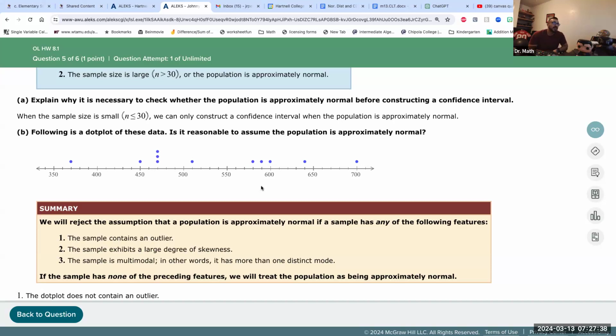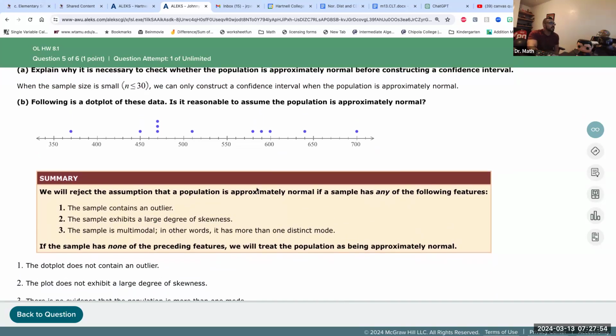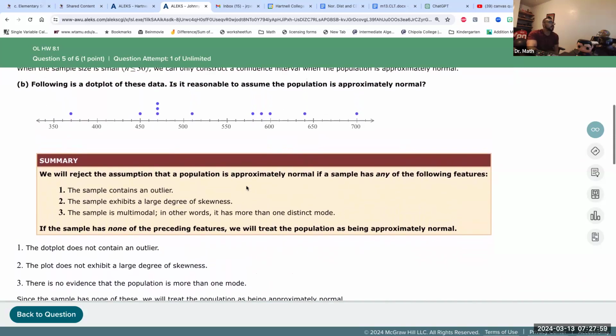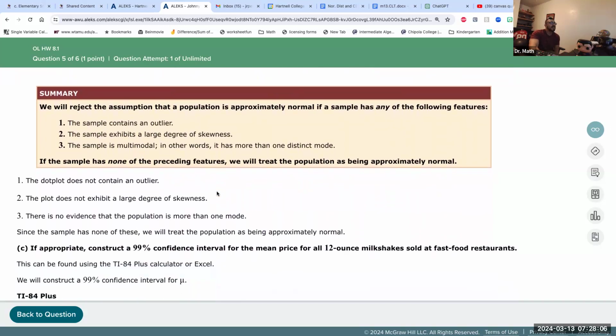So again, go back and look at our 5-number summary and then determining if we had an outlier. All right, so I'll link a video to that so you could get some more practice. We don't have a large degree of skewness here, and there's no evidence that the population has more than one mode, because there's only one mode. All right, so what that does is that allows us to go ahead and proceed and construct a confidence interval.